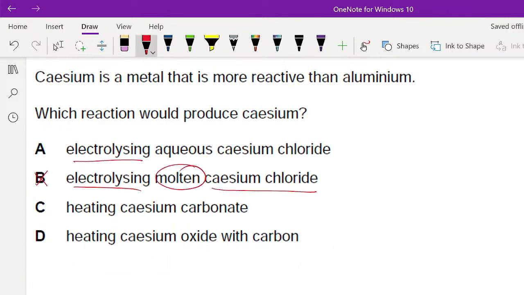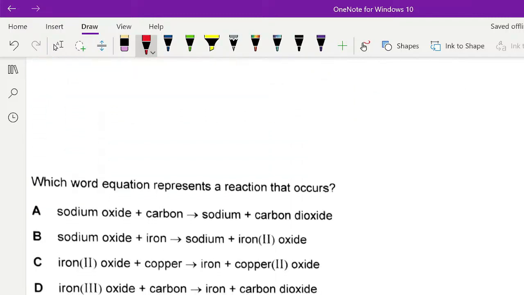cesium chloride. If you electrolyze aqueous cesium chloride, you will get hydrogen and oxygen or chlorine, depending on if it's concentrated, you get chlorine, right? But you get hydrogen for sure and never get cesium because hydrogen is more stable.